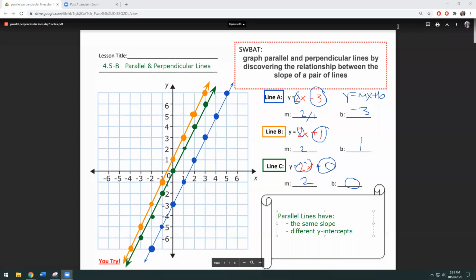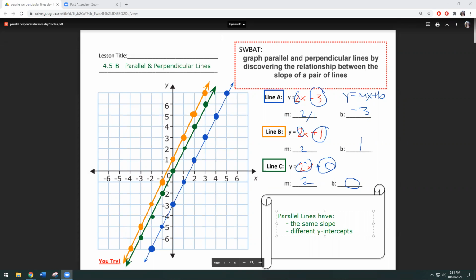Hopefully you came up with something like I have written here. I said parallel lines have the same slope and different y-intercepts. So an equation could be y = 2x - 1, because that hasn't been used, and it has the slope of 2.